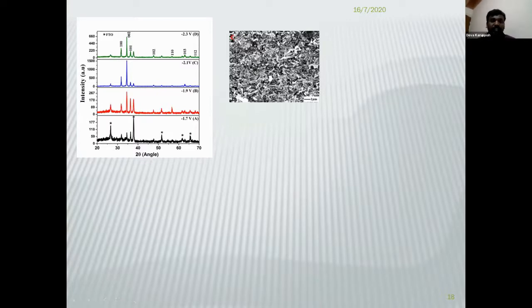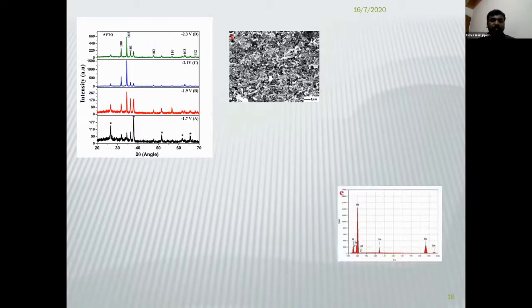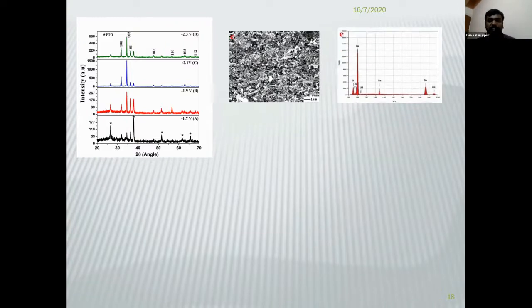This is the SEM image. We can observe some seed-like nanostructure in the SEM image. And these are the elemental compositions. We can confirm zinc oxide and Sn, aluminum and tin oxide, which come from the FTO glass substrate.